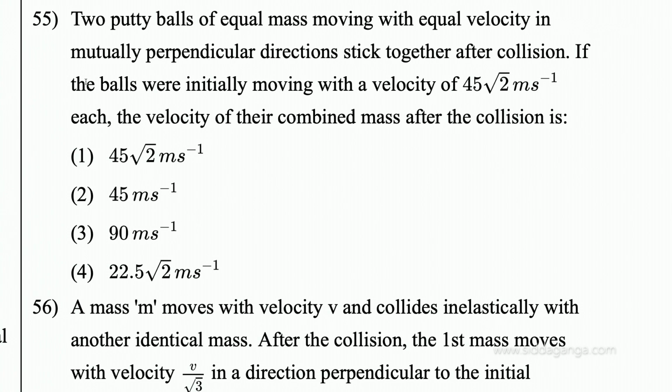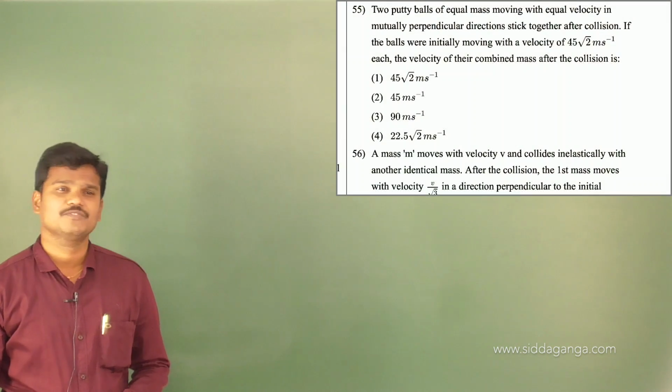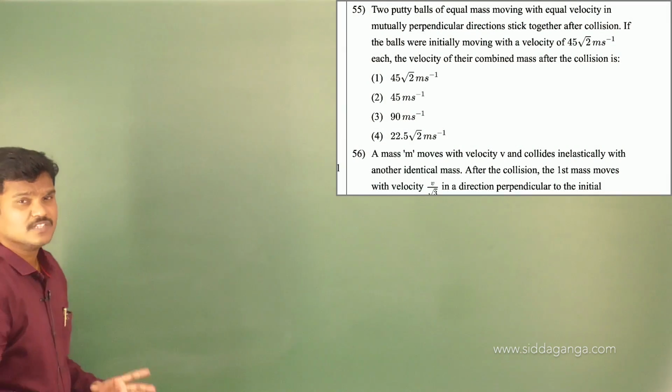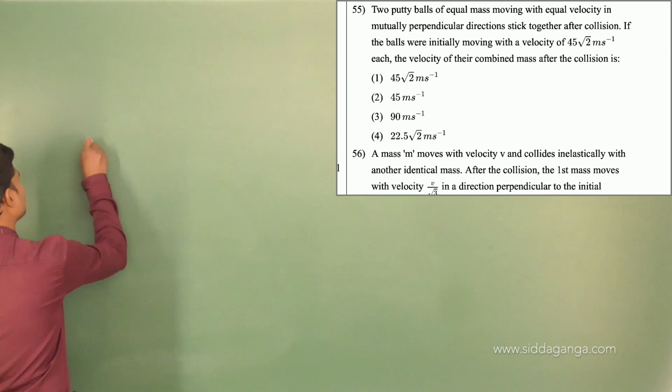Two putty balls of equal mass moving with equal velocity in mutually perpendicular directions stick together after collision. If the balls were initially moving with velocity 45√2 meter per second each, find the velocity of their combined mass after the collision. Anyhow, they have given two putty balls moving perpendicular to each other, asking to find the velocity of the combination. So this is also a direct question.